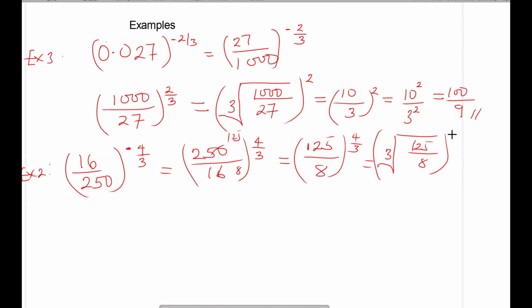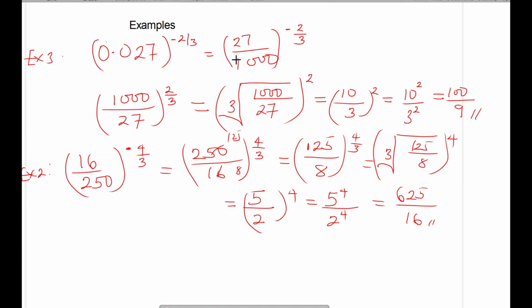So the cube root of 125, what number do we multiply 3 times to get 125? That's 5. And the cube root of 8, that's 2, all raised to the power of 4. So this is telling us 5 raised to the power of 4 divided by 2 raised to the power of 4. And that will give us 625 over 16. Please don't forget, from here, this helps us to know that we can reduce to a lowest fraction depending on our denominator here.